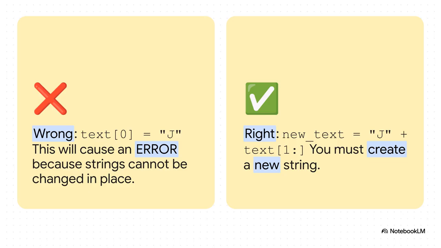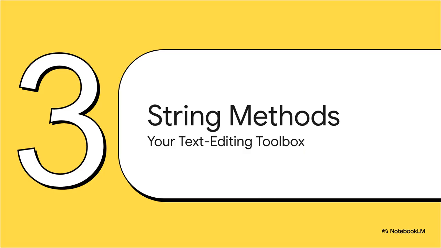Instead, you have to build a new string from pieces of the old one. So here, we're taking the letter J and adding it to a slice of our original string. That 1: syntax basically means, give me everything from the second character all the way to the end. The result is a brand new string, Jython. This idea of creating new strings is the perfect lead-in to our next section, the amazing toolbox of built-in string methods.